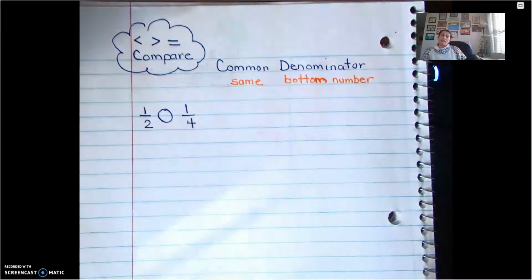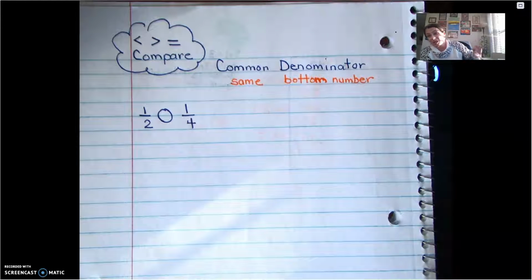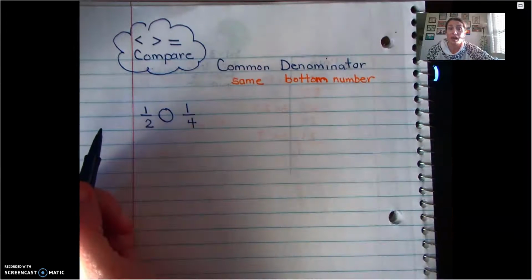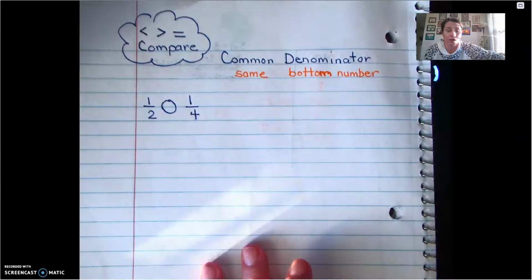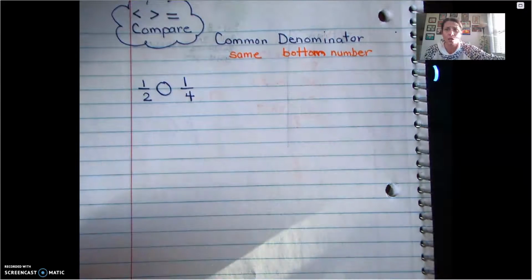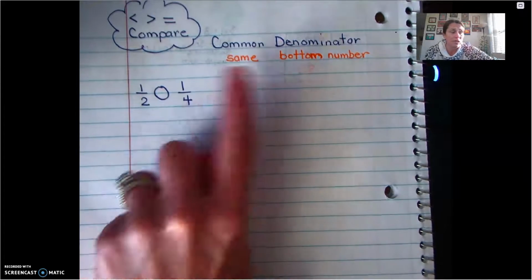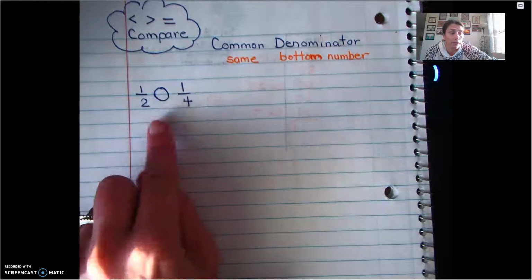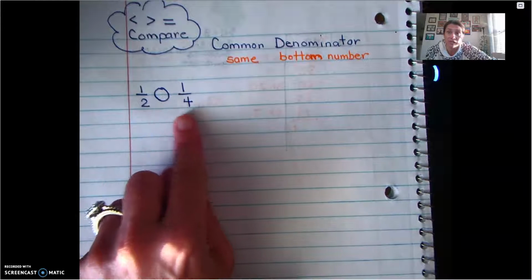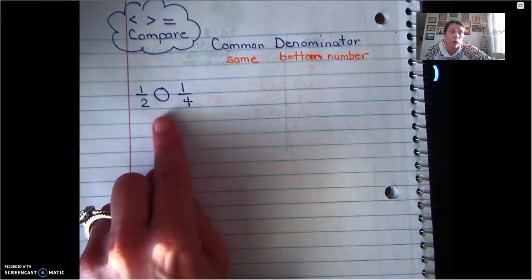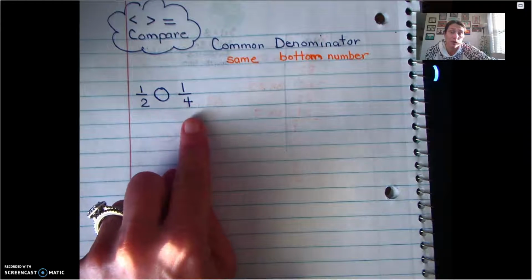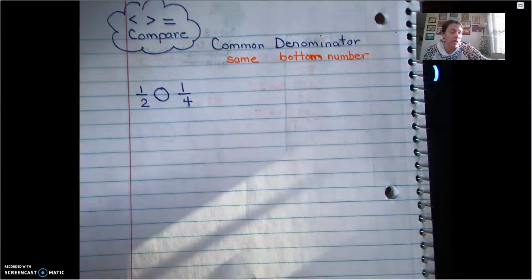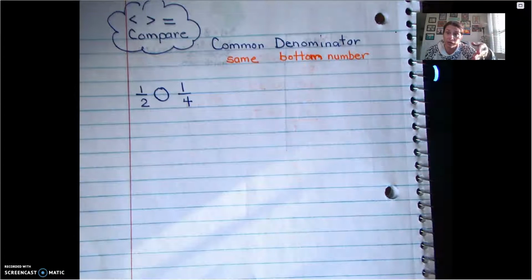Okay, so yes, we can use our benchmarks, and yes, we can draw our picture, but the other way is finding the common denominator. So that's the way we're going to work with today. And in order to do that, what this says, it has to be the same bottom number. So we have to make them the same. And in order to figure out which one is going to be the same, we're going to do our multiples. Now our multiples are the skip counting.